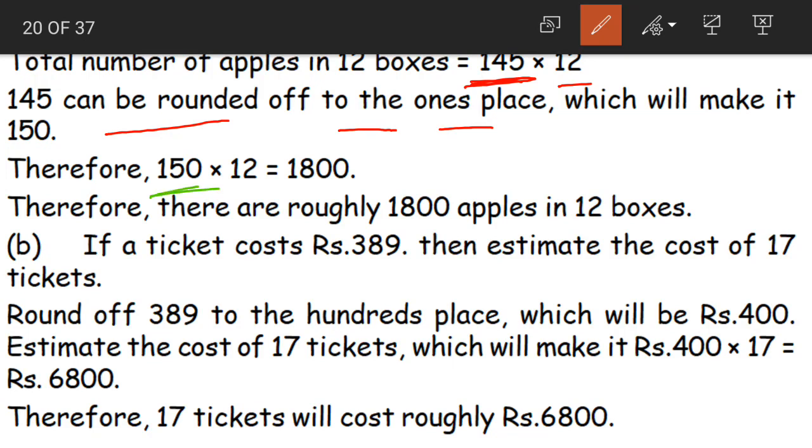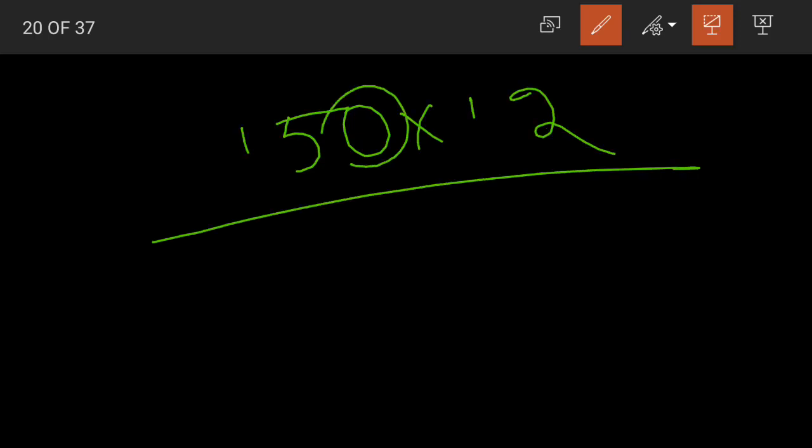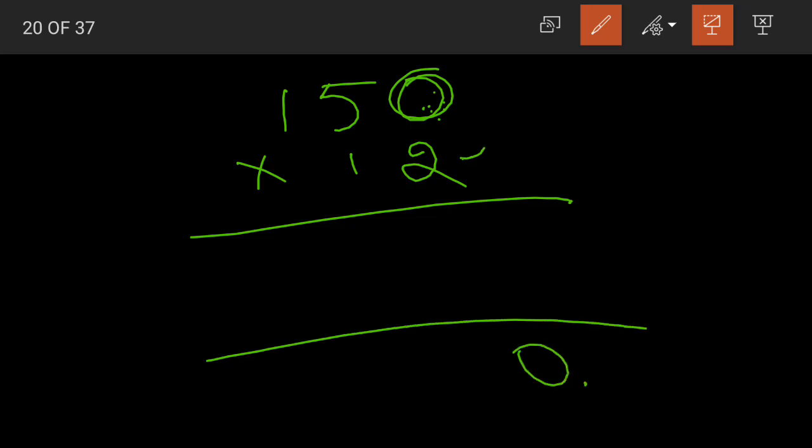Now with this rounded off number, we are going to multiply it with 12. 150 into 12. Again, as we know, we can simply skip multiplying with this 0 and write a 0 in the product directly, yes or no? Or you can multiply as well.